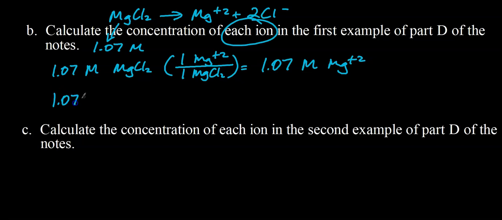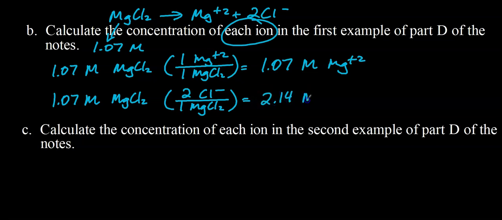All right, let's do the same thing for chloride. Again, start off with the concentration of the solution as a whole. This time, according to our dissociation equation, 2 chloride ions are produced for every 1 magnesium chloride that dissolves. And so this time we end up with this. The concentration of chloride ions in the solution is 2.14 molar.